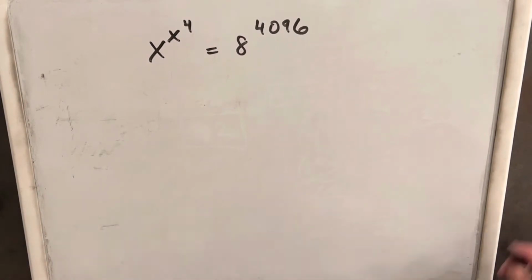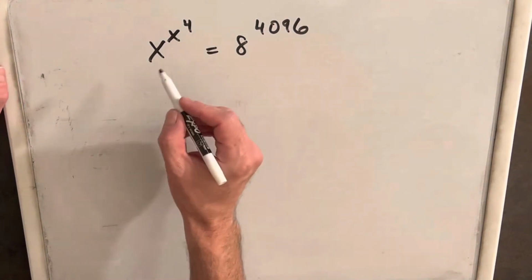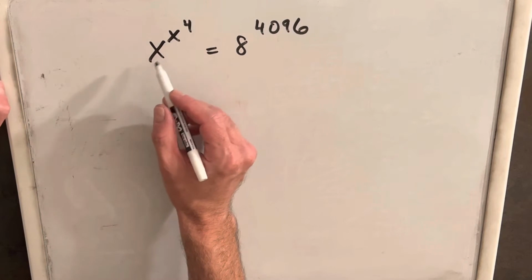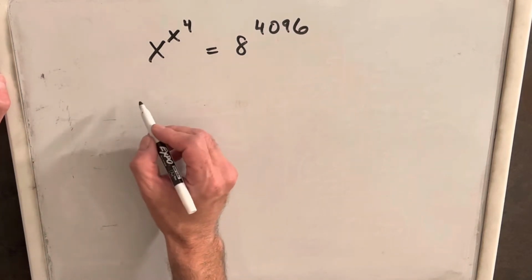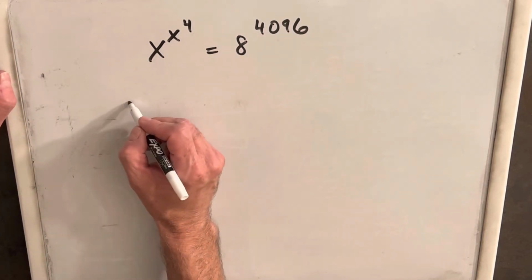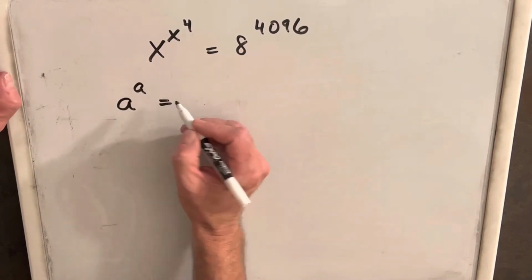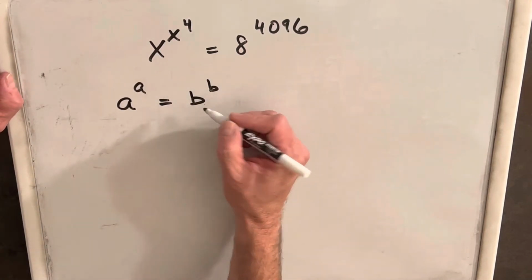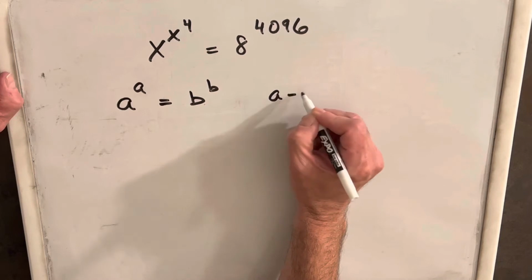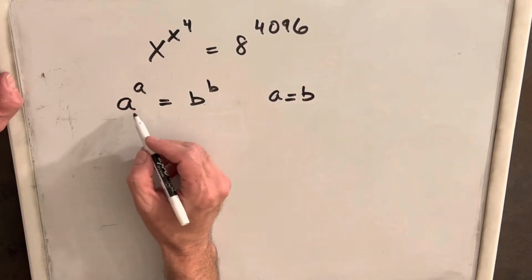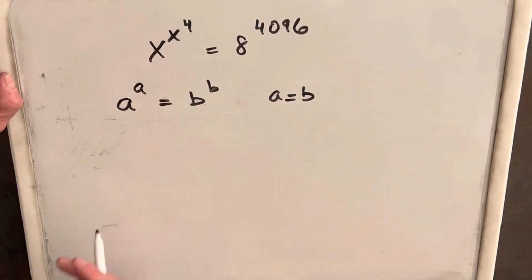Hi, I have this interesting exponent problem on the board. We have x to the fourth equals 8 to the 96. And the first thing I want to do, I'm gonna want to raise both sides to the fourth power, because what we're aiming for, the format I'm looking for in this type of problem, is something like a to the a that's equal to b to the b, and then we'll just equate a to b, and at that point we should be pretty close to a solution.